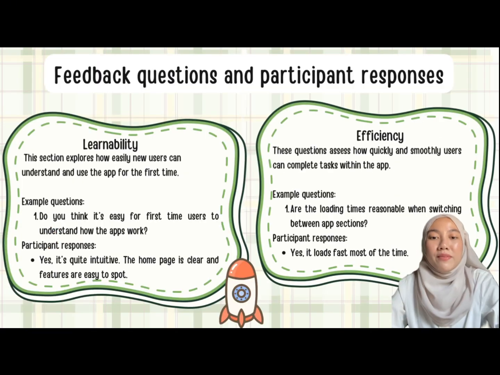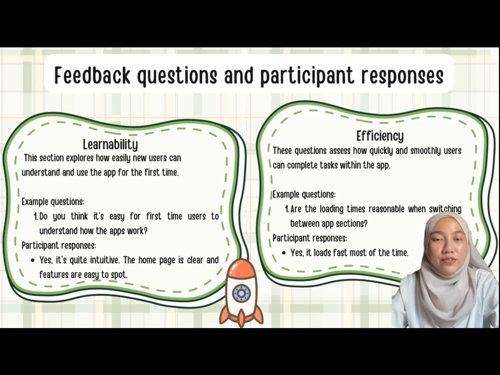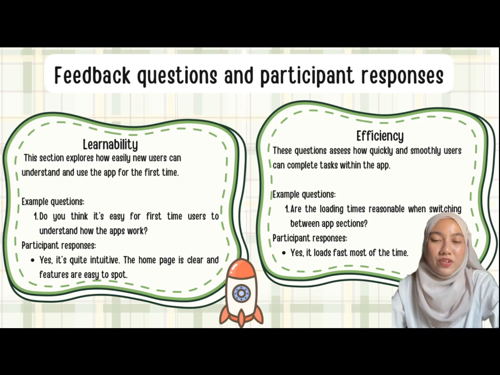satisfaction. My name is Nur Sofia Nisa, and now I will be talking about the feedback questions and the participant responses for the 5 criteria. So the first one is learnability. This section explores how easily new users can understand and use the app for the first time. And the example question is, do you think it's easy for first time users to understand how the app works? And the participant response is, yes, it's quite intuitive. The homepage is clear and the features are easy to spot.